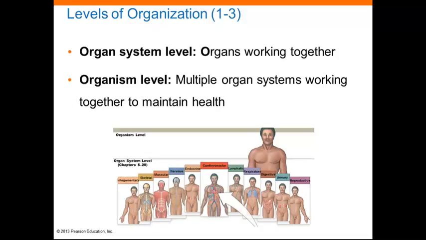Now, when you consider all of the tissues involved in performing an even greater task, not only pumping blood, but also directing and transporting it through the body, like those involved in the cardiovascular system, you're talking about an organ system level. And last but not least, the organism level, you have multiple organ systems all working together to maintain the health of an autonomous individual.